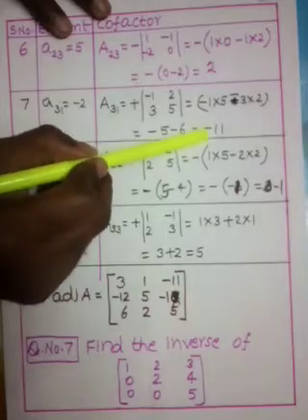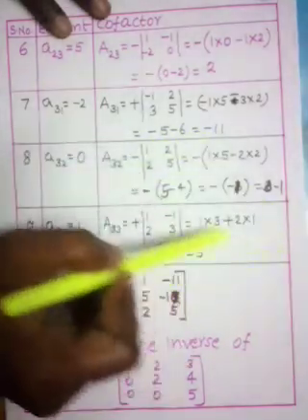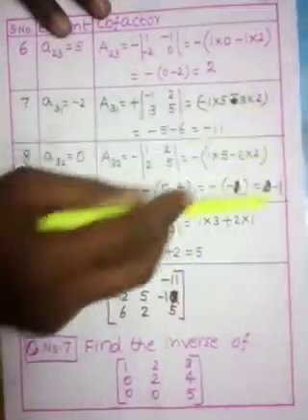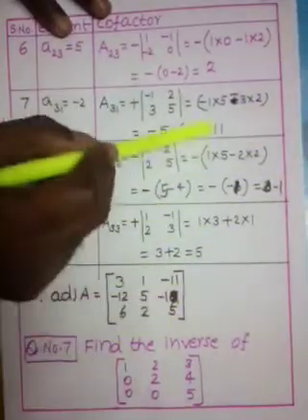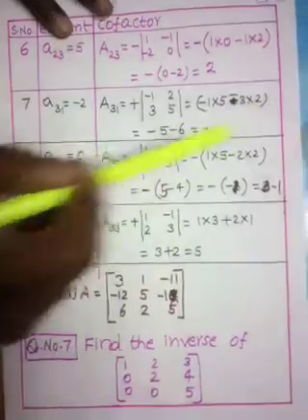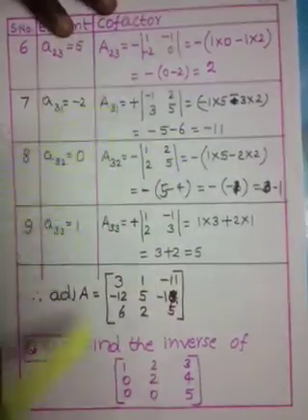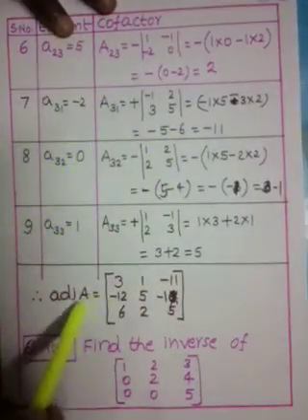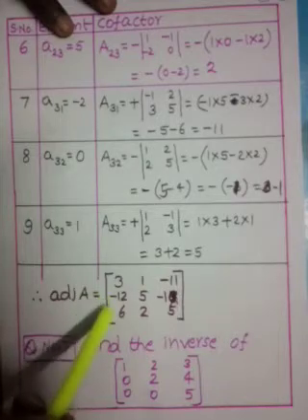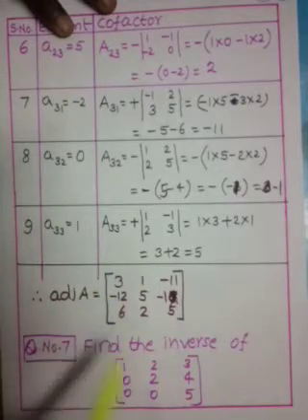Similarly, the last 3 elements are minus 11, minus 1 and 5. We write all these 3 elements as a third column. Actually, these are the cofactors of the third row. Understood, my dear children? I wrote it here directly. Then we got adjoint A. Okay, my dear children? Understood?